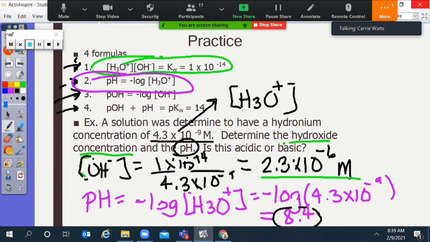Number 1, I could look at the pH and say, okay, the pH is on the base side. It is basic. Another thing I could do is look at either my hydroxide concentration, which is definitely less than 1 times 10 to the negative 7th, or I could look at my hydronium concentration, which is definitely less than 1 times 10 to the negative 7th, or I can look at my hydroxide concentration, which is definitely greater than 1 times 10 to the negative 7th. So either way, looking at those 3 things, I could determine whether it's acidic or basic.